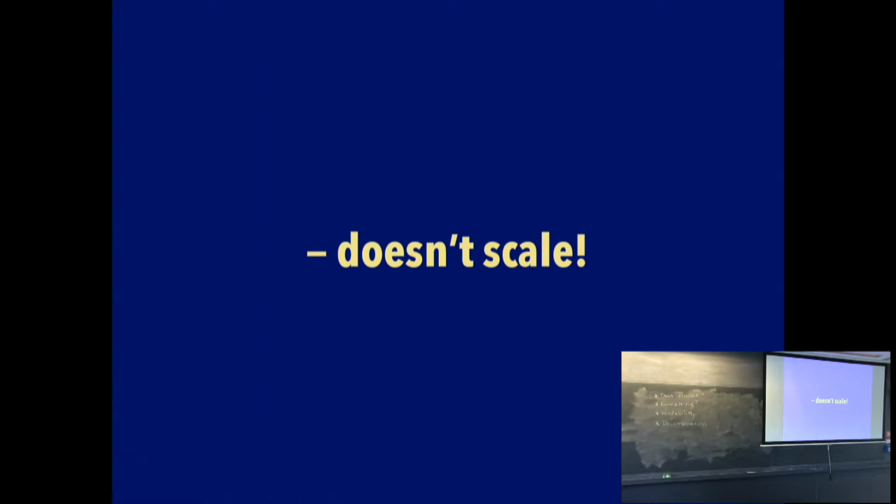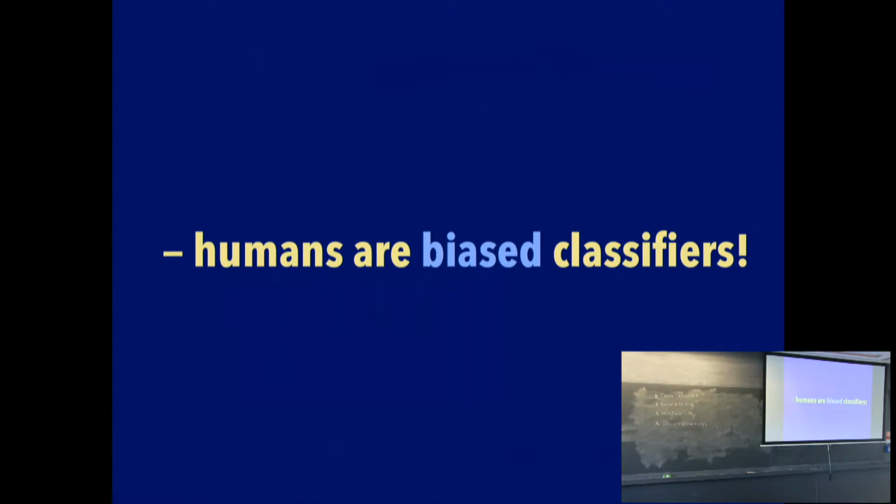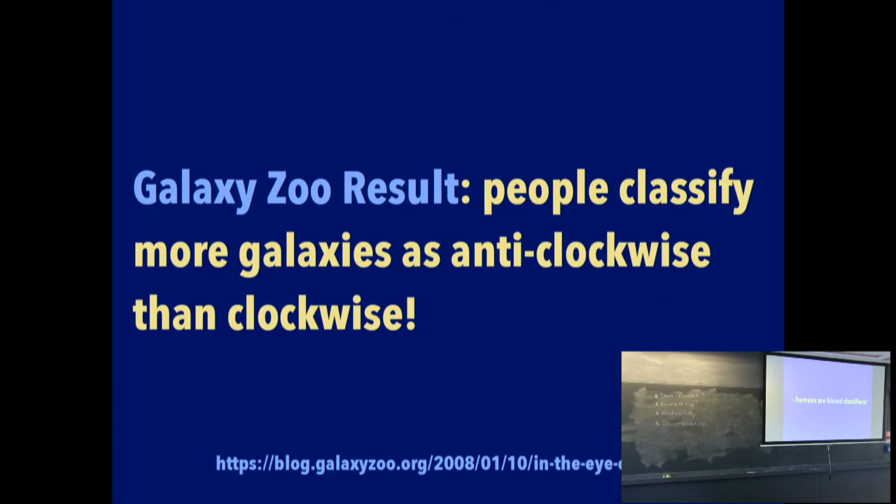But the problem is that humans don't really scale. For example, LSST will detect 10 million transients per night. That's a lot of PhD students you need to pay and keep awake during the night, and that's probably not going to work. Humans are unfortunately also biased classifiers, and that's always something you have to take into account when you do machine learning that uses classifications made by humans.